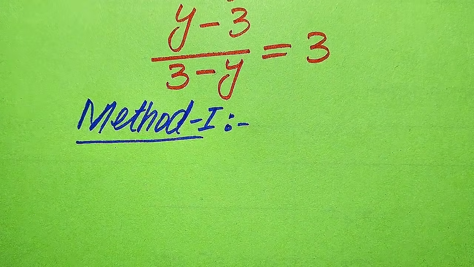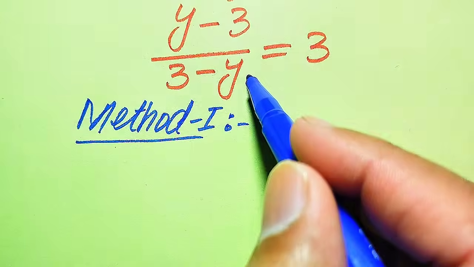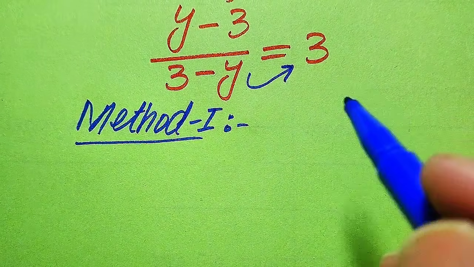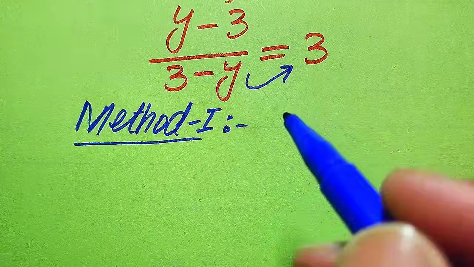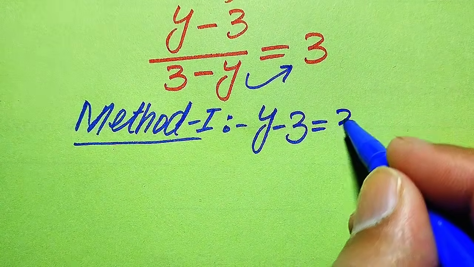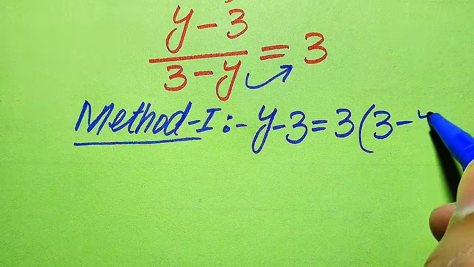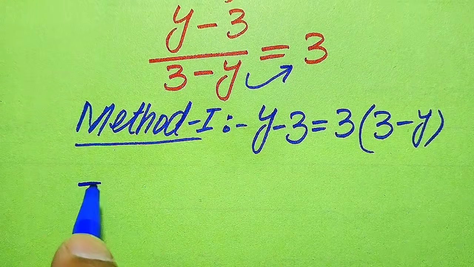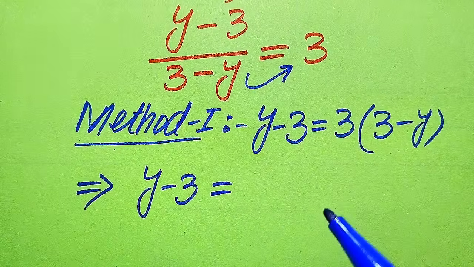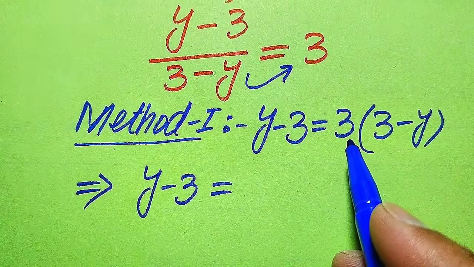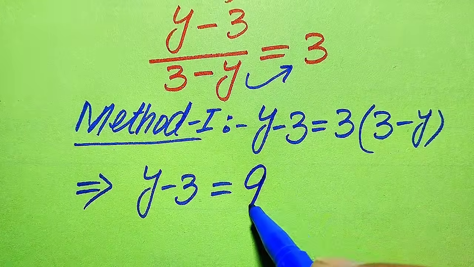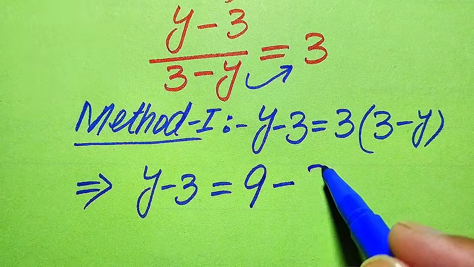In the first method, we need to move this 3 minus y from the left hand side to the right hand side. When we move it to the right hand side, it is multiplied by 3, and it will be written as y minus 3 is equal to 3 times (3 minus y). In the next step, we multiply this 3 on both of these two values, and it becomes y minus 3 is equal to 9 minus 3 times y.